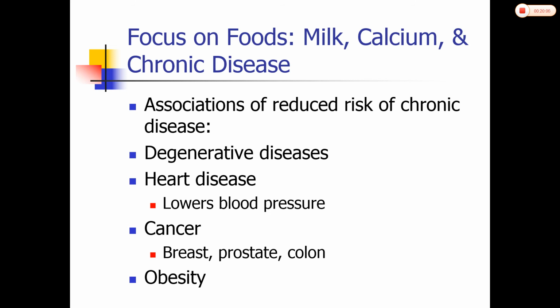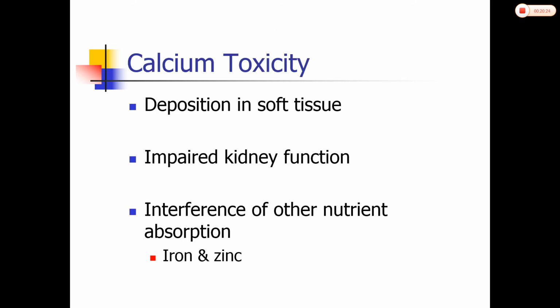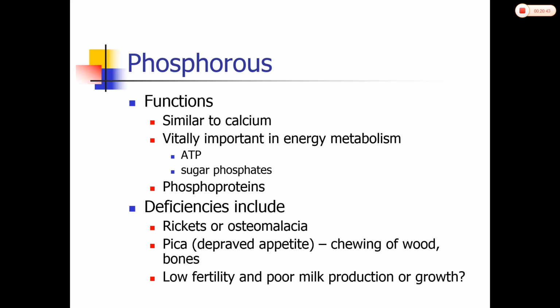It also gives a reduced risk of chronic disease. This can also impact the heart diseases by lowering the blood pressure, or the cancers such as breast cancer, prostate, and colon, which are related to various hormonal regulations. So the toxicity can happen due to deposition of calcium in the softer tissues, and due to the impaired kidney function where the absorption and the excretion is impaired, and they can interfere with the other nutrients such as iron and zinc. The next is phosphorus.